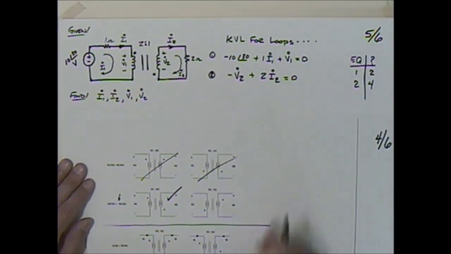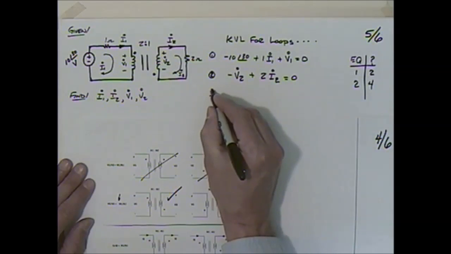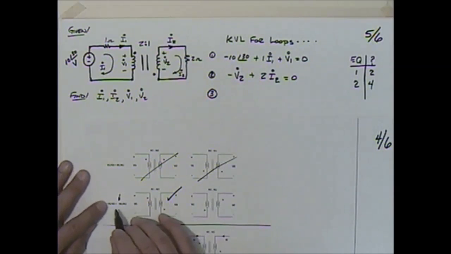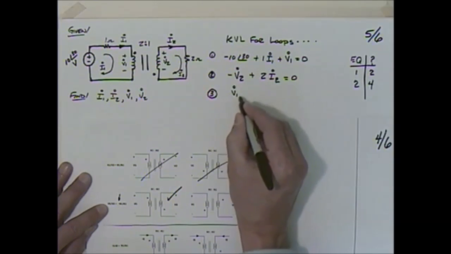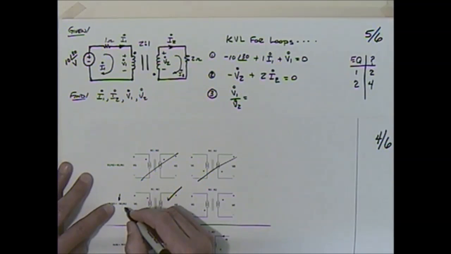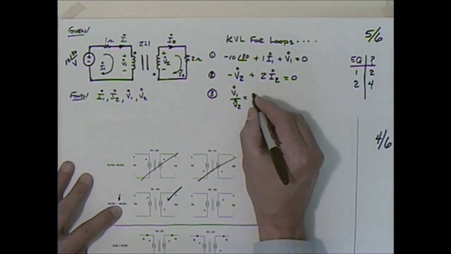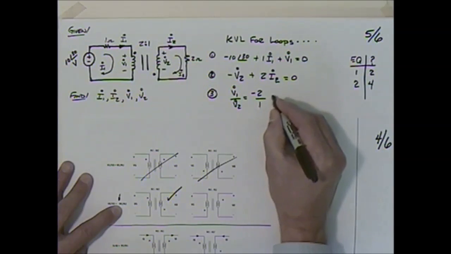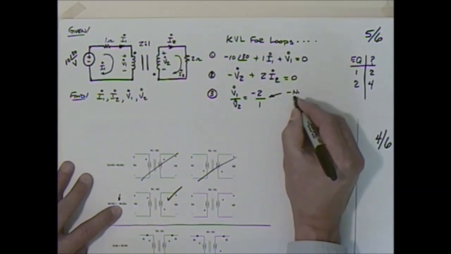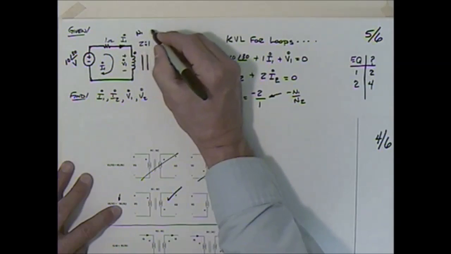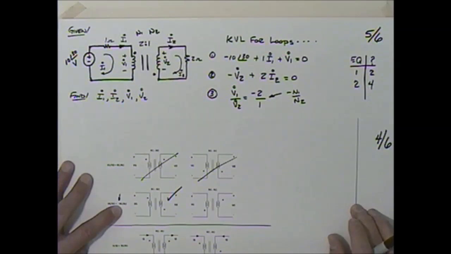So I'm going to then say with equation number 3 that I have V1 over V2 is equal to minus N1 over N2. So minus N1 over N2, what's that going to be? Well, N1 is 2, so I have minus 2 over 1. Okay, that comes from minus N1 over N2, where this was, of course, N1, and this is N2.